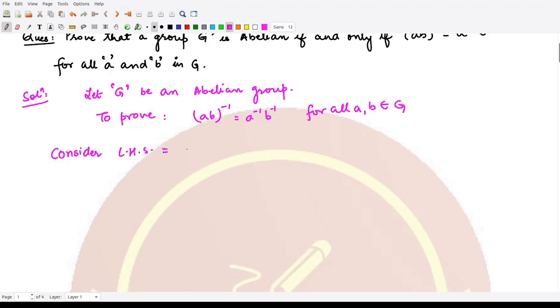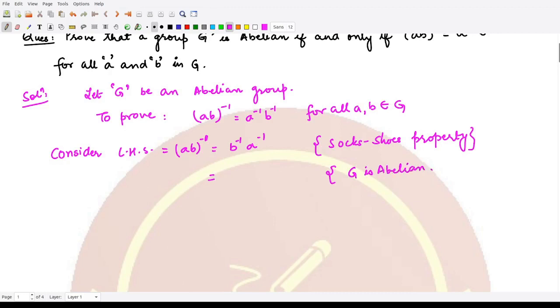What is it? It is equal to (AB) whole inverse. Now according to the socks and shoes property, you know, we have studied about this property in the previous videos, this is equal to B inverse A inverse. And furthermore, because we know G is abelian, if A and B belong to G, then surely A inverse and B inverse also belong to G, right? Then surely they would also commute with each other. Hence, A inverse B inverse would be equal to B inverse A inverse.